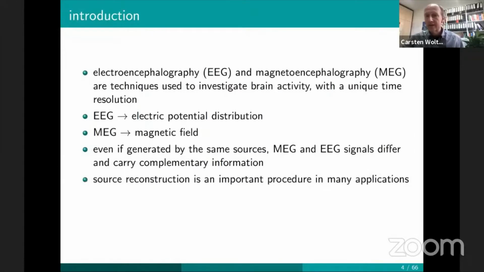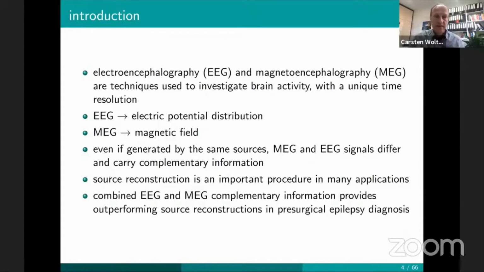Source reconstruction is getting more and more important in many applications. And nowadays, even modalities are combined. Source reconstruction is done by combined SEEG and EEG or combined EEG and MEG, not only to localize epileptic activity, but in general in brain research. Combined EEG and MEG, as I said, has complementary information and might provide source reconstructions that are more accurate, and not only in pre-surgical epilepsy diagnosis, depending on the case, surely.